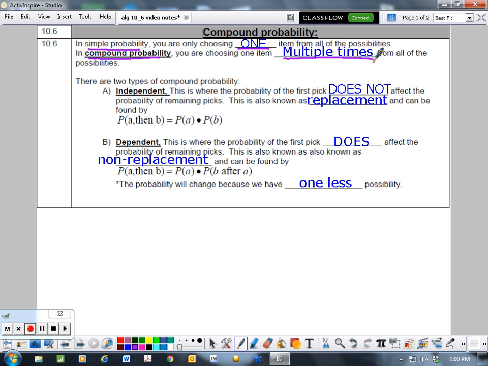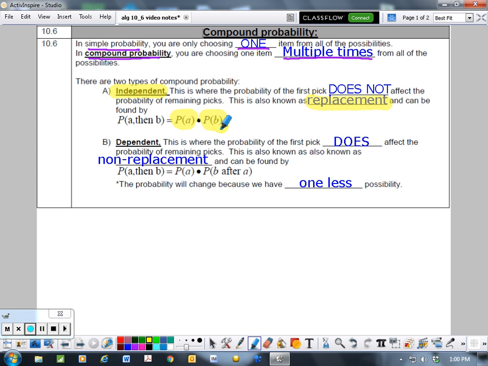So there are two different types of compound probability, and the first one is called independent. This is where the probability of the first pick does not affect the probability of the remaining picks. It is also known, for the most part, as a replacement problem. That means I'm going to pick something and put it back so it can get picked again. And so that is really just the probability of event A times the probability of event B.